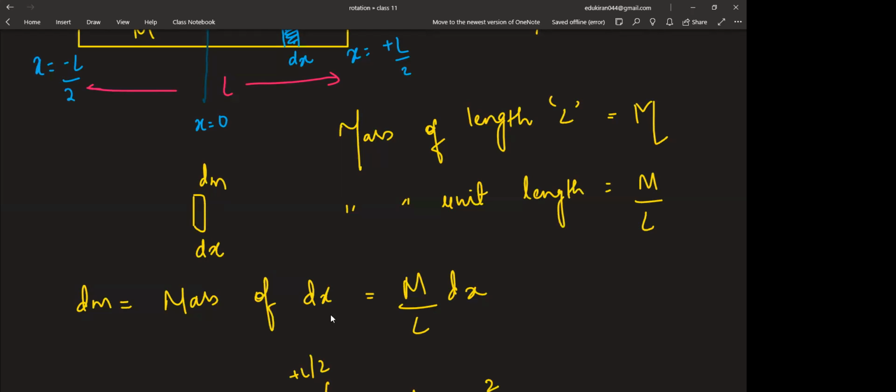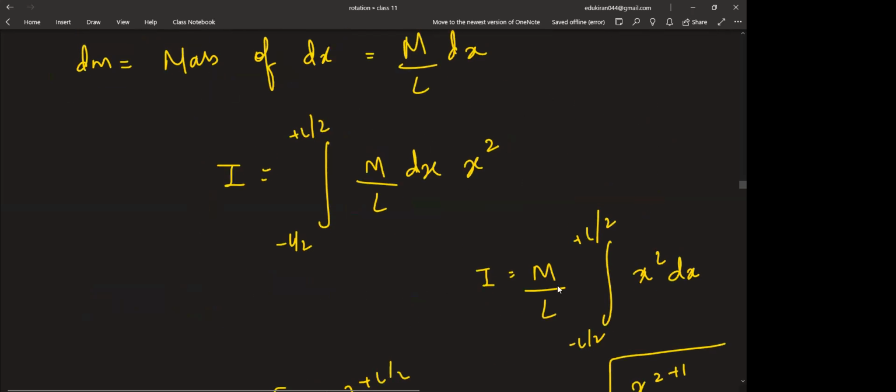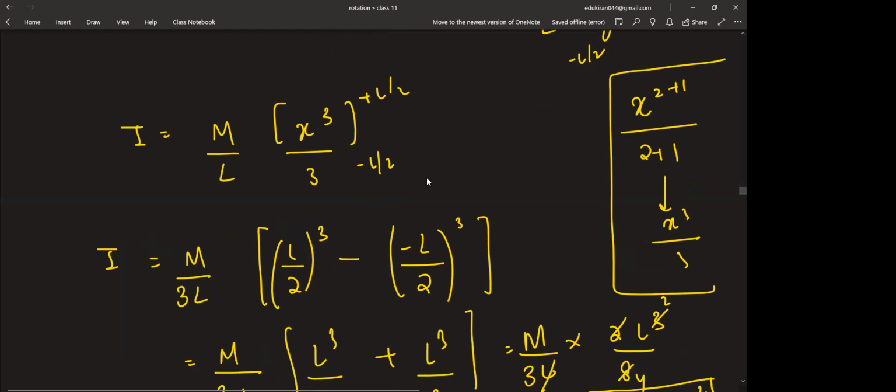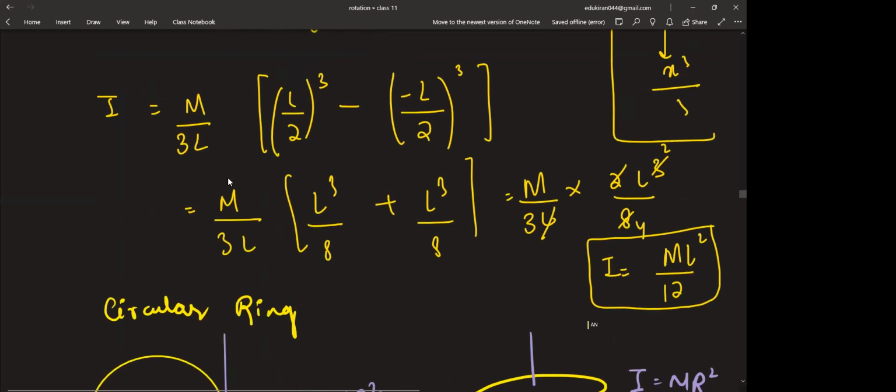So once we have the value of dm, we put it in the formula and then integrate it. M by L is a constant, it will come out. The integral of x squared will be x cubed by 3. Lower limit minus L by 2, upper limit plus L by 2. When you put upper limit minus lower limit, this becomes plus. This is L cube by 8, and this is also L cube by 8, same thing. So how have we solved the last step? We have solved it as M by 3L.